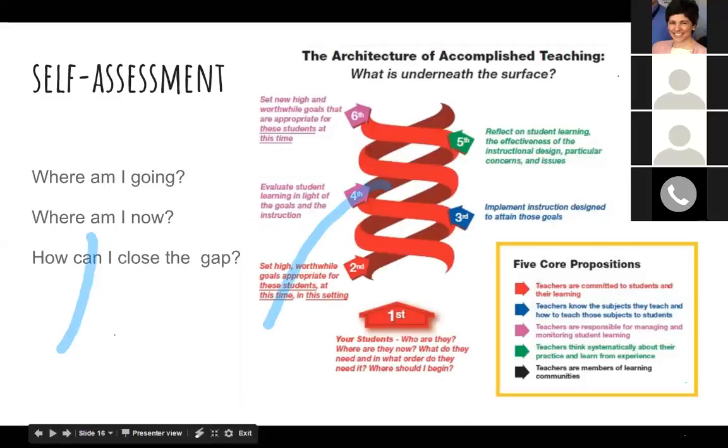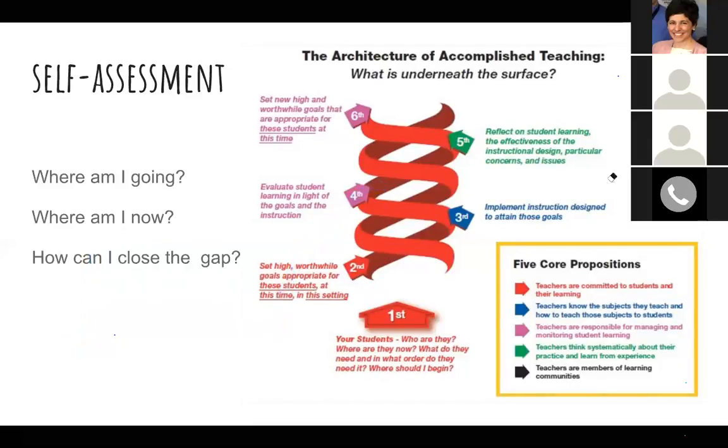The Architecture of Accomplished Teaching is another one of our foundational documents. I don't know how much you've looked at that, but we consider the standards, the five core propositions, and this architecture of accomplished teaching the foundation of all learning for National Board. So these things need to be integrated into all of your components. You can really see how the architecture of accomplished teaching is an important part of Component 4.